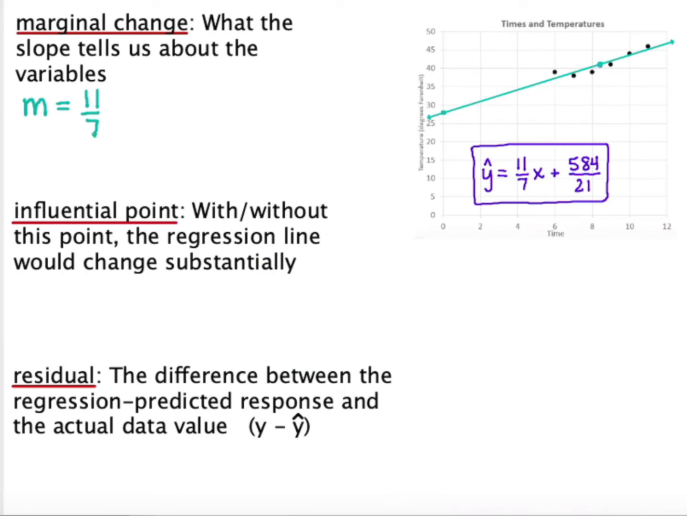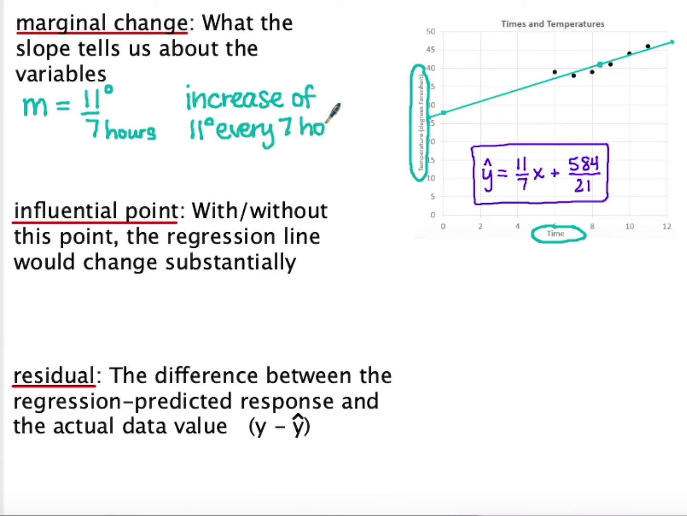And I think the best way is to think about how slope is rise over run. So if we think about how the rise is measured and how the run is measured, that'll help us get a label on that. So the rise is measured in degrees, and the run is measured in time, which I assume is hours. So I could say, since that's a positive slope, we have an increase of 11 degrees every 7 hours. Or you could say that it's an increase of 11/7 of a degree every 1 hour.